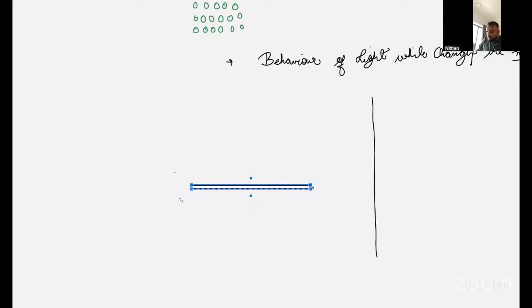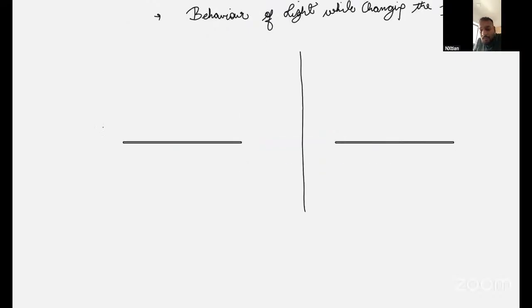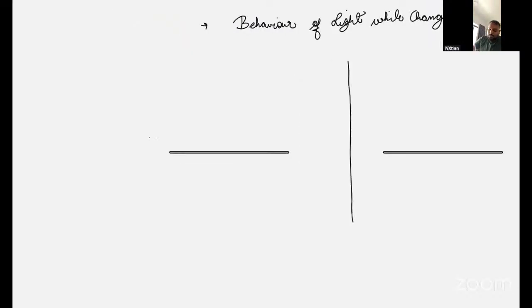My screen is glitchy, so it's what you wrote, the heading behavior of light while changing the medium. Yeah, okay. Now listen to it. Nidhi, yeah, perfect.